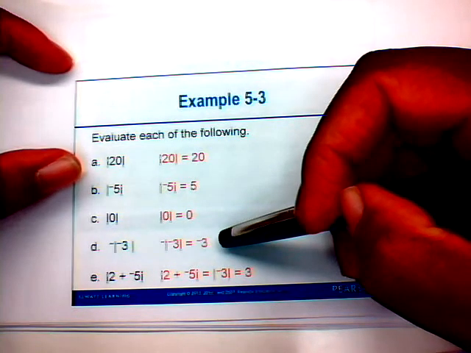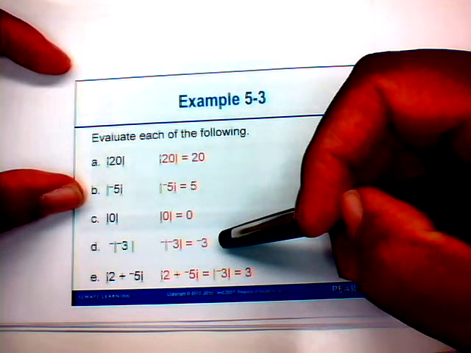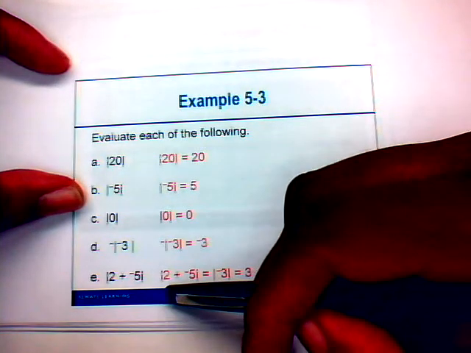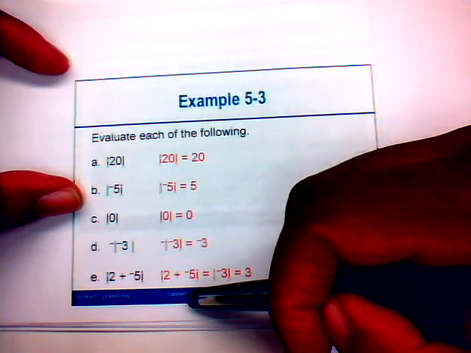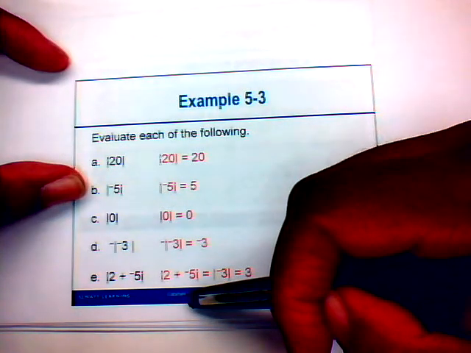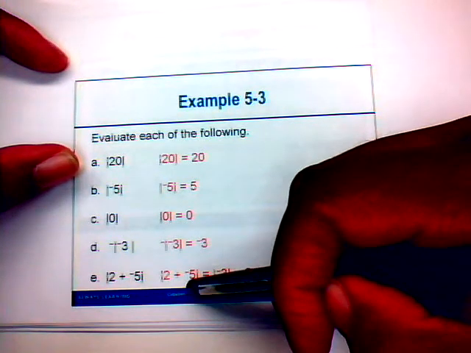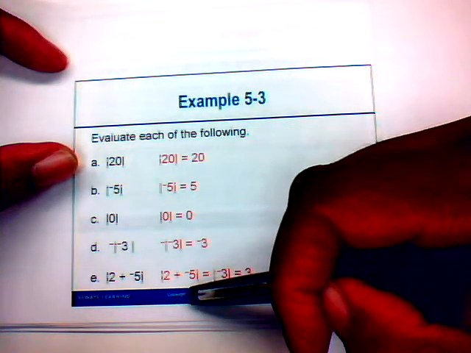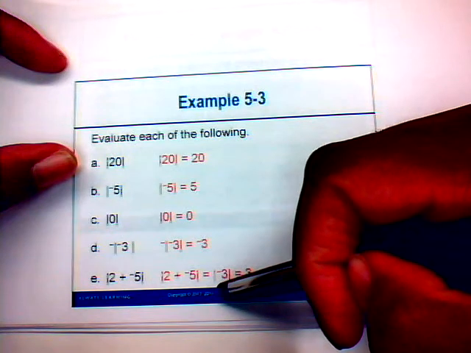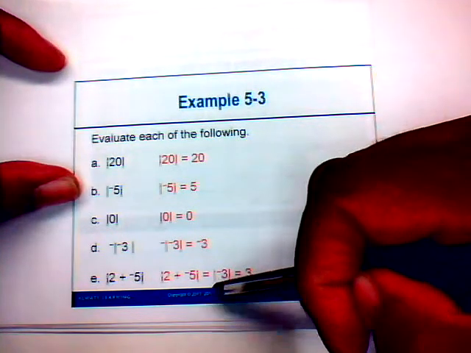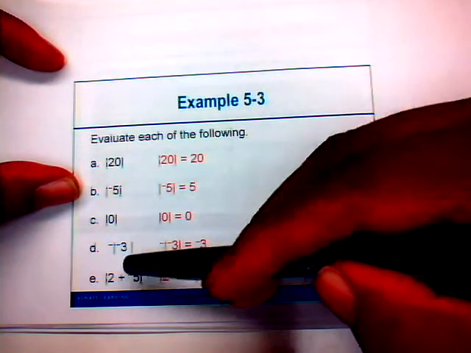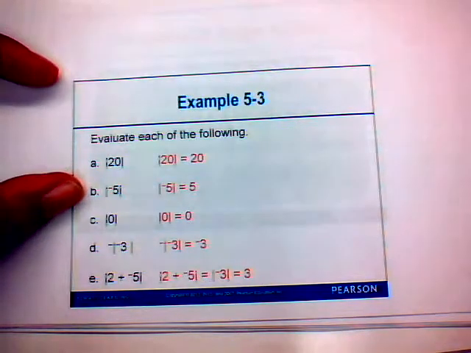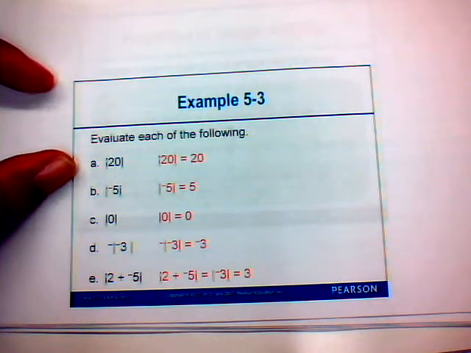And then part E, the absolute value of 2 plus negative 5. First of all, we have to add 2 plus negative 5. You can use the chip model or the charged field model if you like. You can find out that if you add 2 and negative 5 together, you're going to end up with negative 3. And the absolute value of negative 3 is 3. Okay, so we do what's inside the absolute value symbol first, and then take its absolute value.